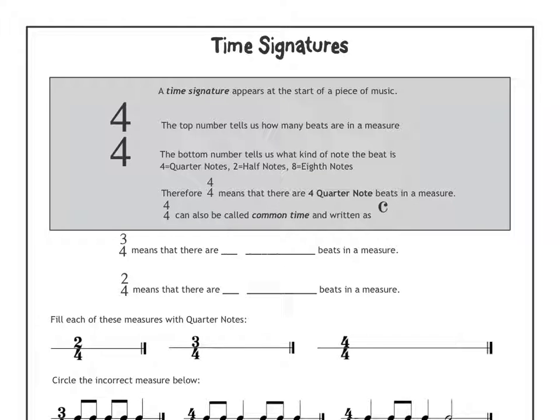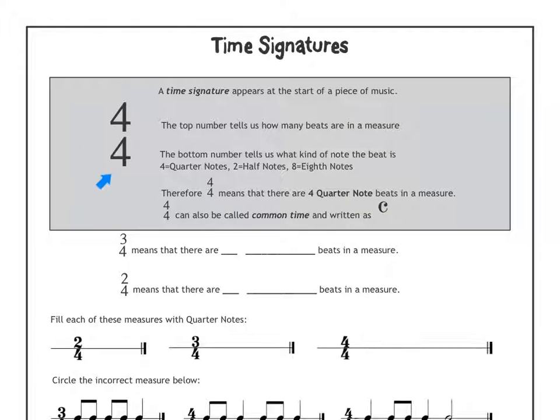We're talking about time signatures, and this is just a one-page lesson. I'm sure most, if not all of you, know what a time signature is, but we'll review it real quick just to make sure we have a complete, thorough understanding of how they work and what sense we can make of them. A time signature appears at the start of a piece of music, and the top number tells us how many beats there are in a measure.